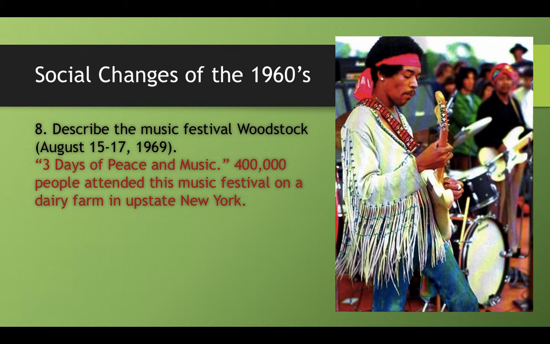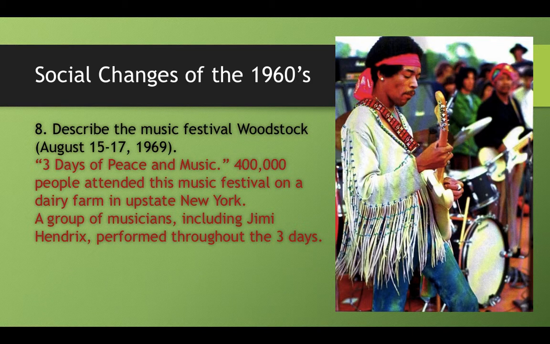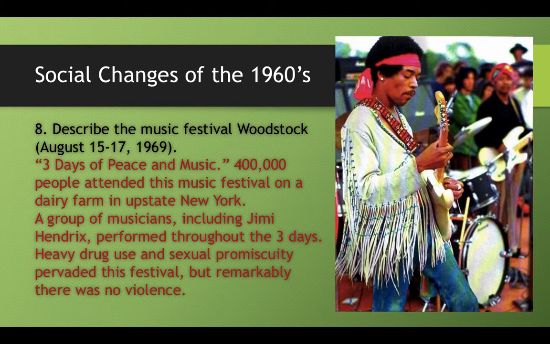In fact, this summer, in August of 2019, there's going to be a 50-year anniversary of Woodstock at the same place, and Miley Cyrus and the Killers and Jay-Z and a bunch of other singers are going to be there to play this commemorative concert, all right? But at the original Woodstock in 1969, 400,000 people attended this music festival. That was insane, just so many people packed into one area. It was on a dairy farm in upstate New York, and a bunch of different musicians, including Jimi Hendrix, The Who, and Jefferson Airplane, performed throughout these 3 days.